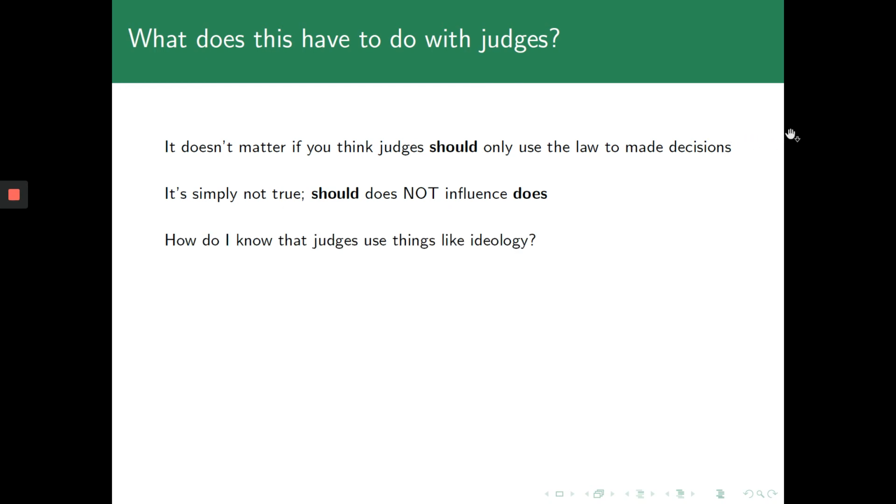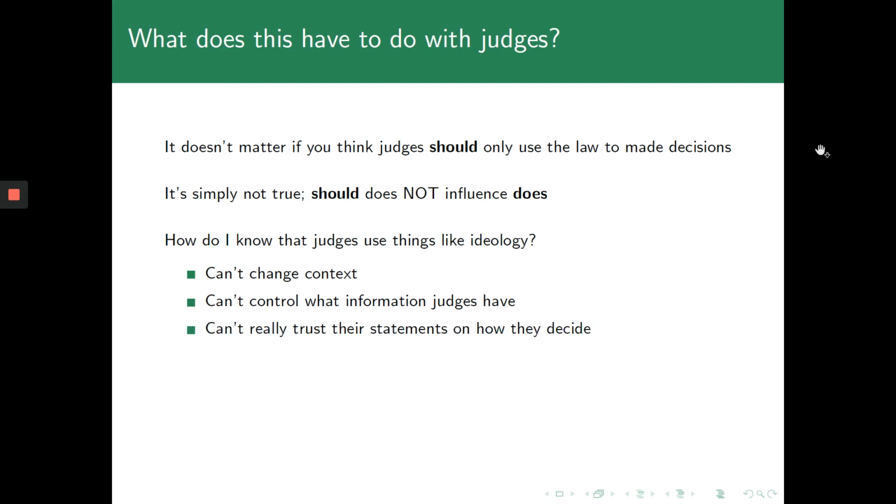Okay. Well, how do I know that judges use things like ideology? Well, I know because the scientific enterprise has suggested as such, and that skeptical setting ourselves up to fail has shown that to be the case. Well, we can't change context about judges. We're not in the Senate. We don't get to confirm them. We can't control what information judges have. That wouldn't be fair to litigants. That would violate due process. And we can't trust their statements on how they decide. They're incentivized to lie and say, I only use the law, of course. So what do we do? We have to use the procedures of science to figure out what influences their behavior.